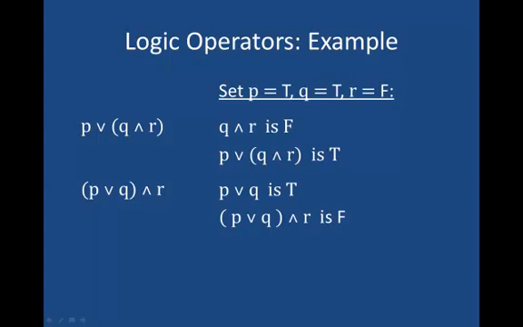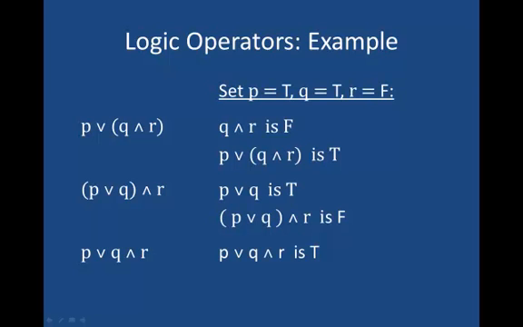Now let's drop the parentheses altogether. How is this expression evaluated? Well, there's a precedence defined on the logic operators. For example, the conjunction has precedence over the disjunction. Therefore, we have to evaluate the conjunction first and then the disjunction. So the expression has the same value as the very first expression, where q and r are set in parentheses.